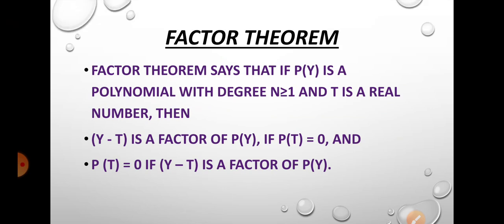The factor theorem says that if you have a polynomial p(y) in a variable y with degree n greater than or equal to 1, that means the degree must be either equal to 1 or greater than 1, and you have a real number, here we have taken the real number as t, then y minus t is a factor of p(y) if the value p(t) comes out to be 0.